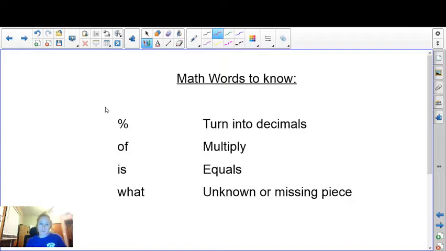So when you see the percent sign, we want to turn that into a decimal. When I see the word of, we're going to multiply. The word is means equals. And what is the unknown or missing piece? I usually use a question mark.